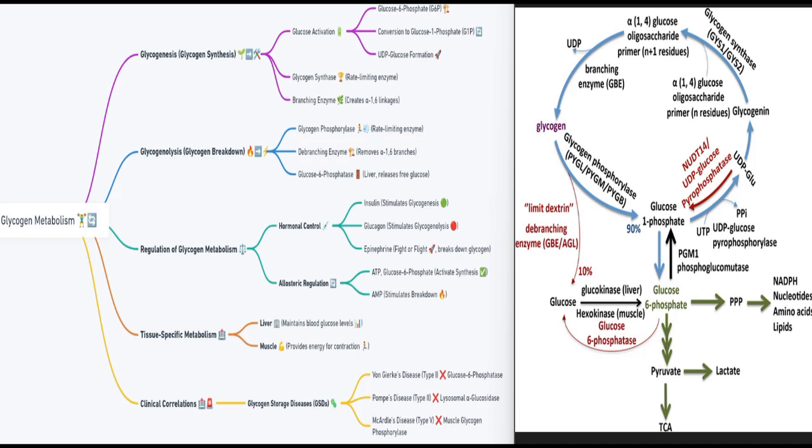Right, so remember that glucose residues are linked by alpha 1-4 and alpha 1-6 glycosidic bonds, and there is a reducing end and a non-reducing end for these residues.